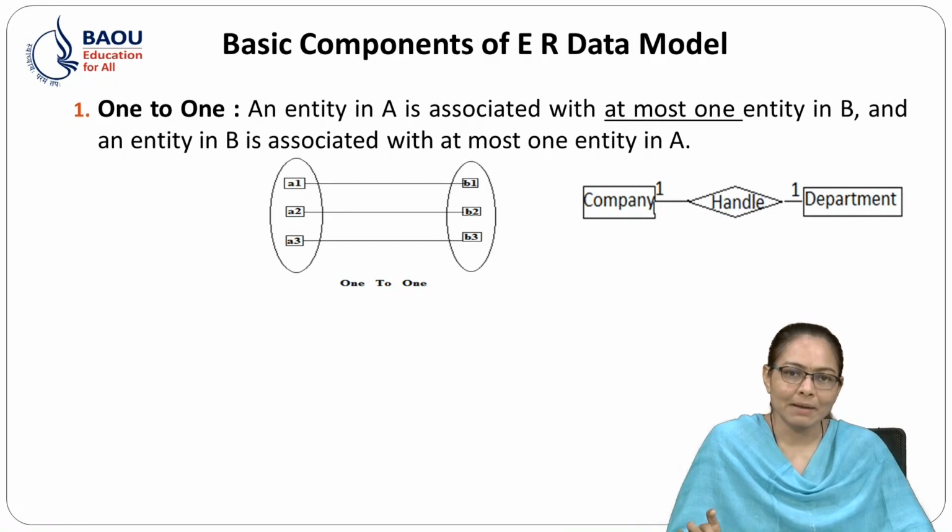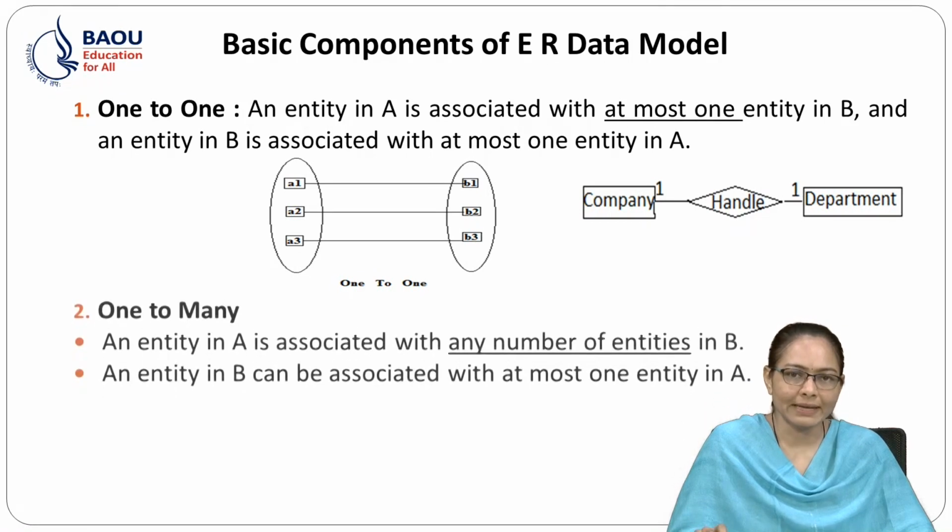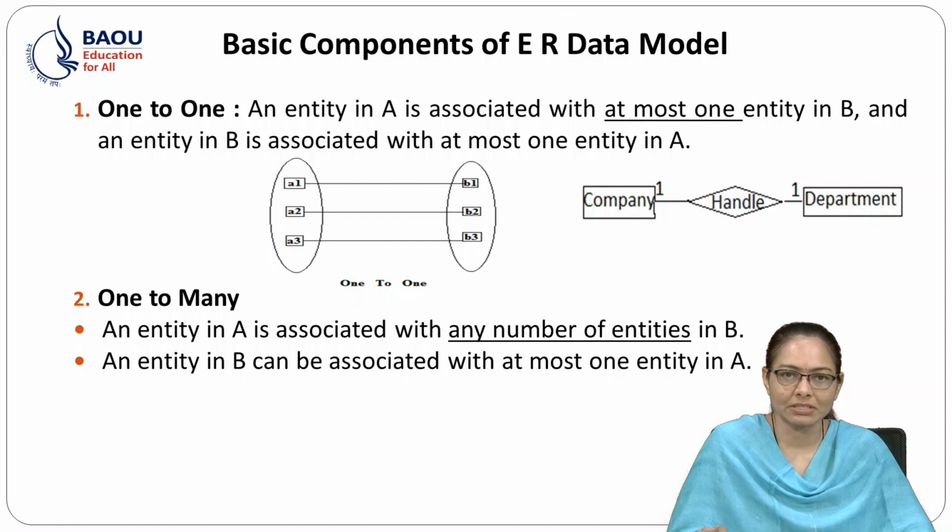Here, for example, one company handles one department and one department is handled by one company. So, it is called one to one relationship. See in the figure, one to one. Now, the next one is a one to many relationship.